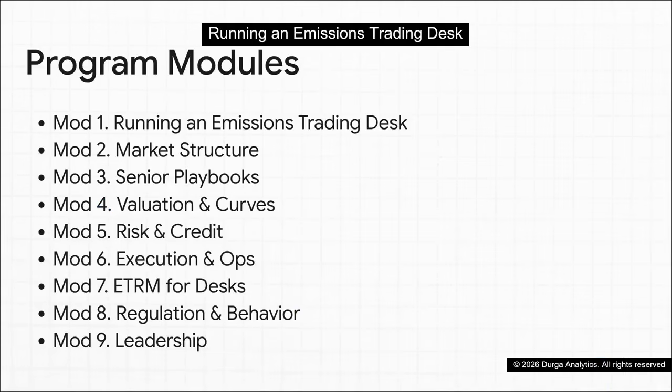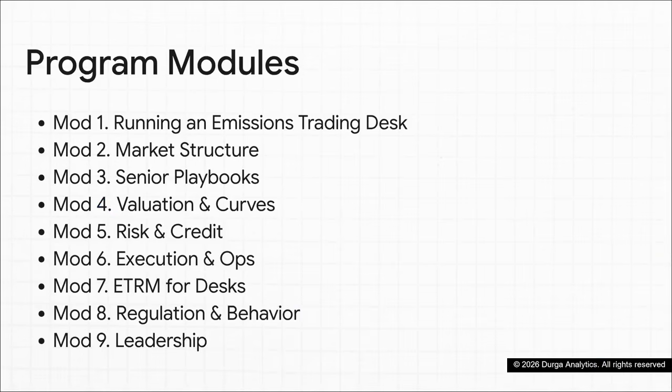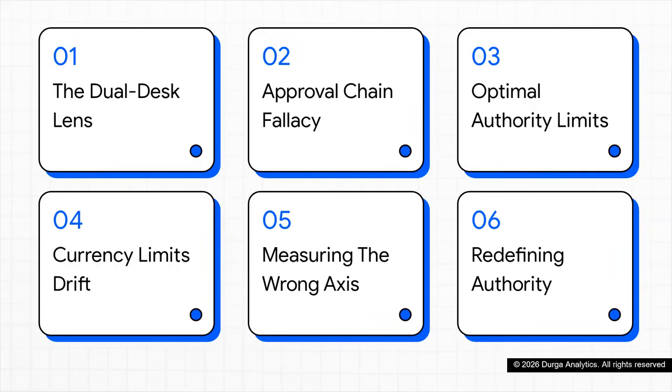So let's just do a quick reset on where we sit in the Emissions and Carbon Trading Desk Master Program. As you know, the course spans 9 modules, plus our Carbon from Zero Primer Annex. Those are chapters 0.1 through 0.14, which sit before Module 1 and aren't counted in our main 110 chapters. Today, we are squarely in Module 1, Chapter 4, Senior Trader versus Junior Trader Authority. Here is today's analysis framework. We'll be looking at the dual desk lens, the approval chain fallacy, finding optimal authority limits, why currency authority drifts, measuring the wrong axis, and finally, redefining senior trader authority.